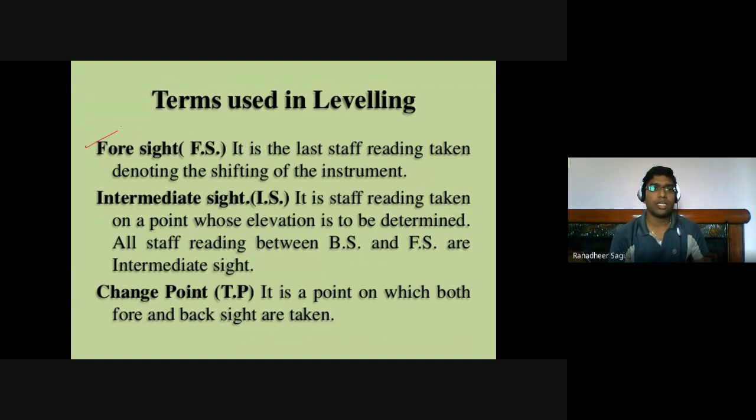Next, the foresight. What does the foresight mean? It's the last reading taken on your leveling staff before you shift your instrument. We'll technically understand what all those terms are: foresight, backside, and the other term, intermediate sight. Backside, foresight, and intermediate sight are nothing but the readings you take on your leveling staff when it is placed at different points on the ground.